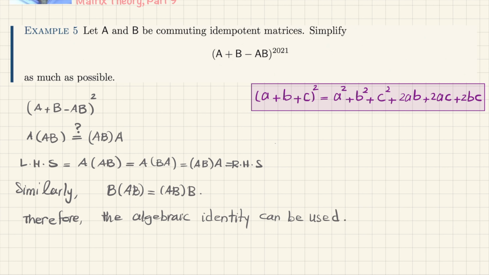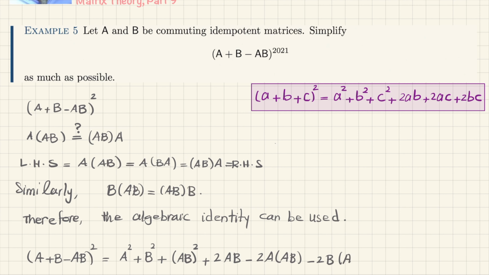Okay, and now I would say that (A + B − AB) squared is the first one to the 2, the second one to the 2, but be careful about the other one, plus the third one to the 2. So you have to write it in this way, and then you write 2 times the first one times the second one, minus 2 times the first one times the third one, and minus 2 times the middle one times the third one. Is that acceptable? Yes?